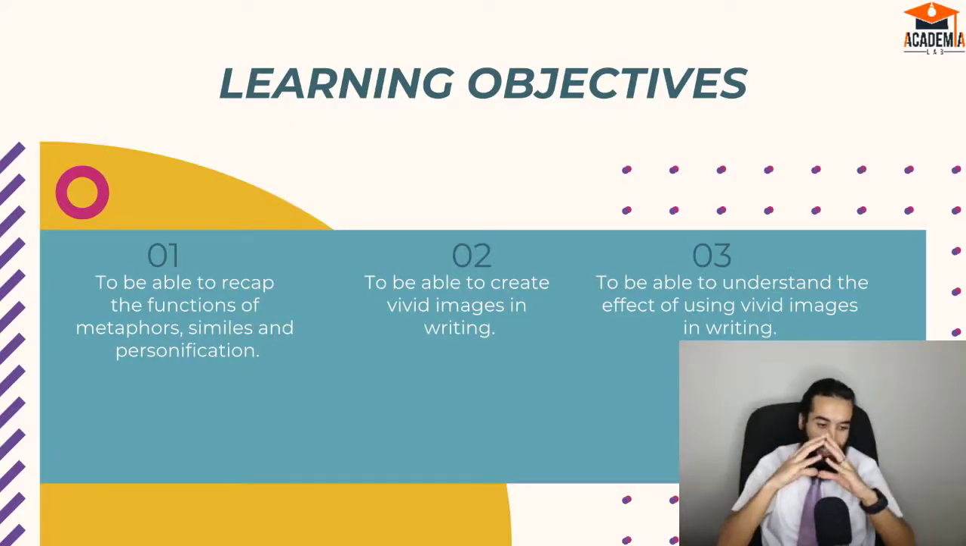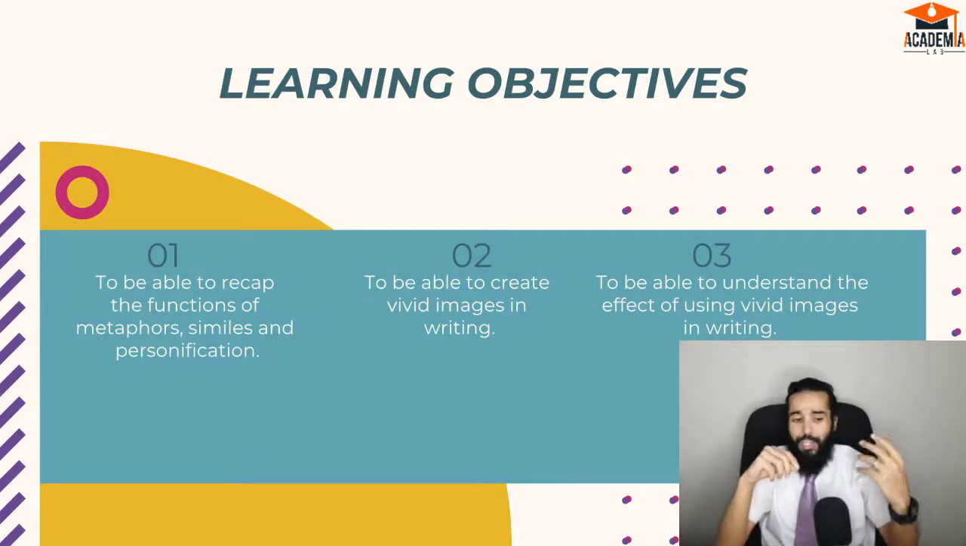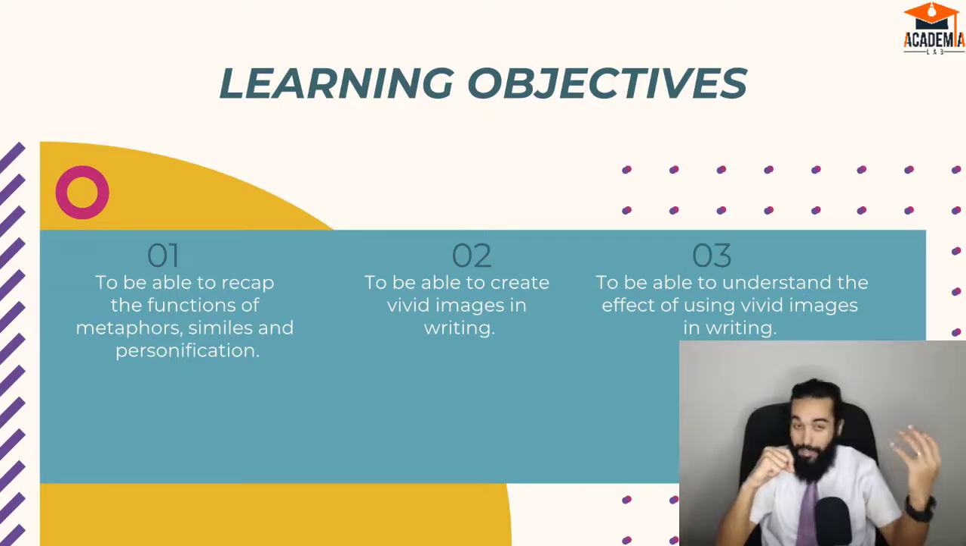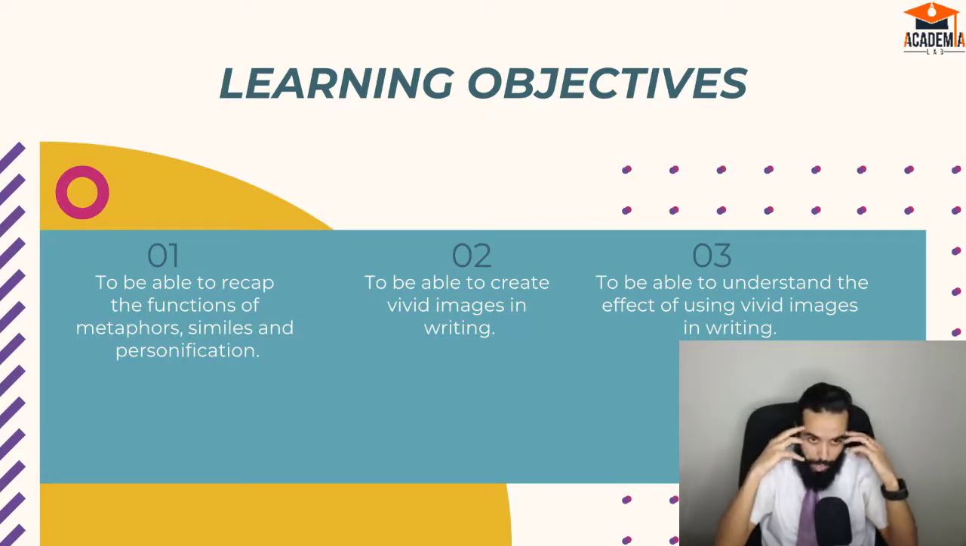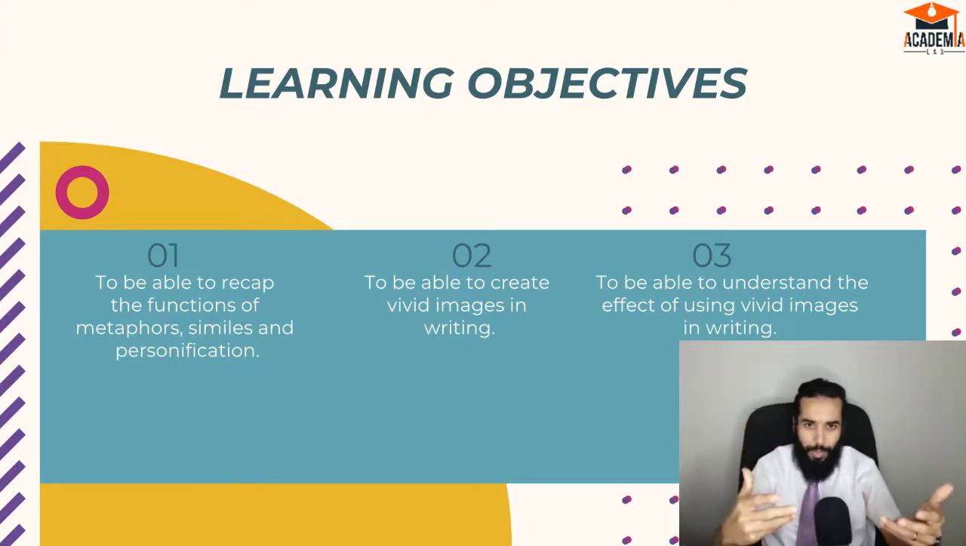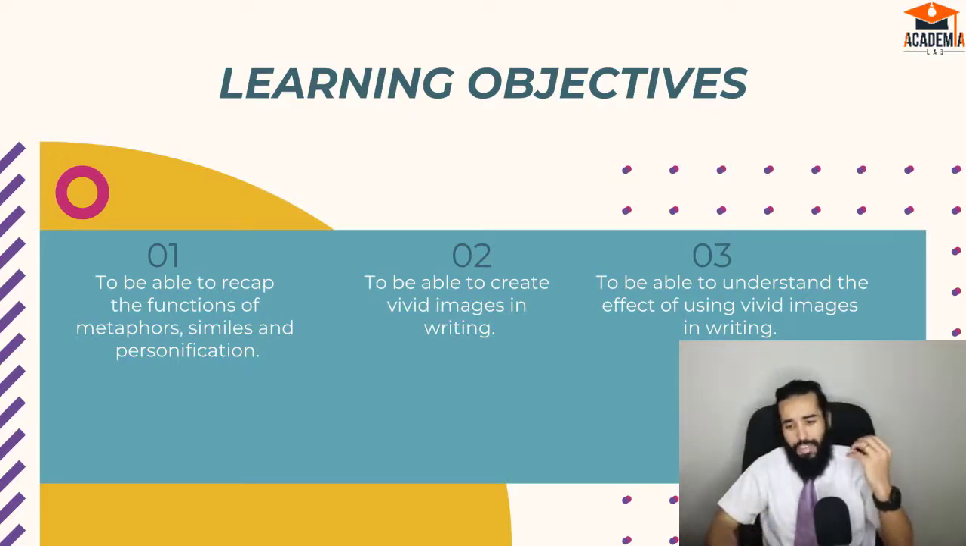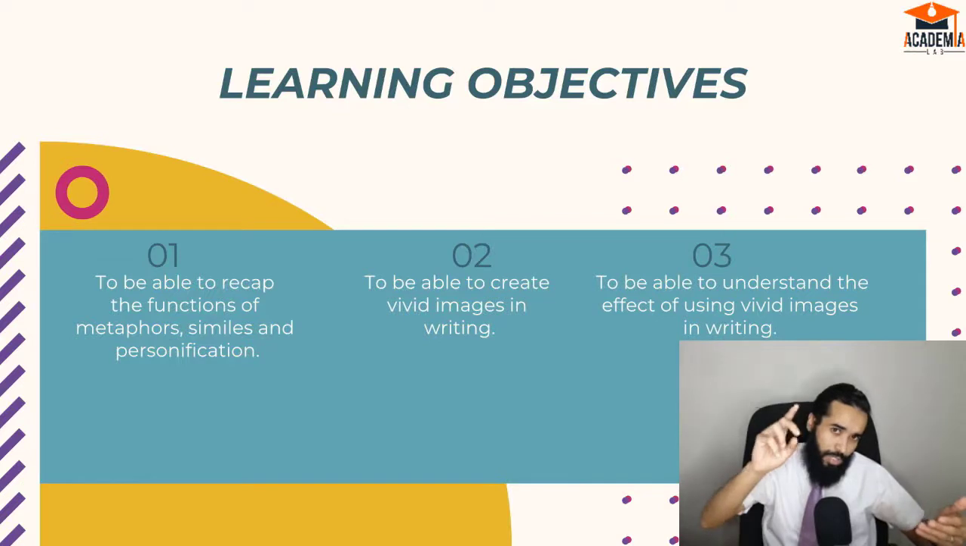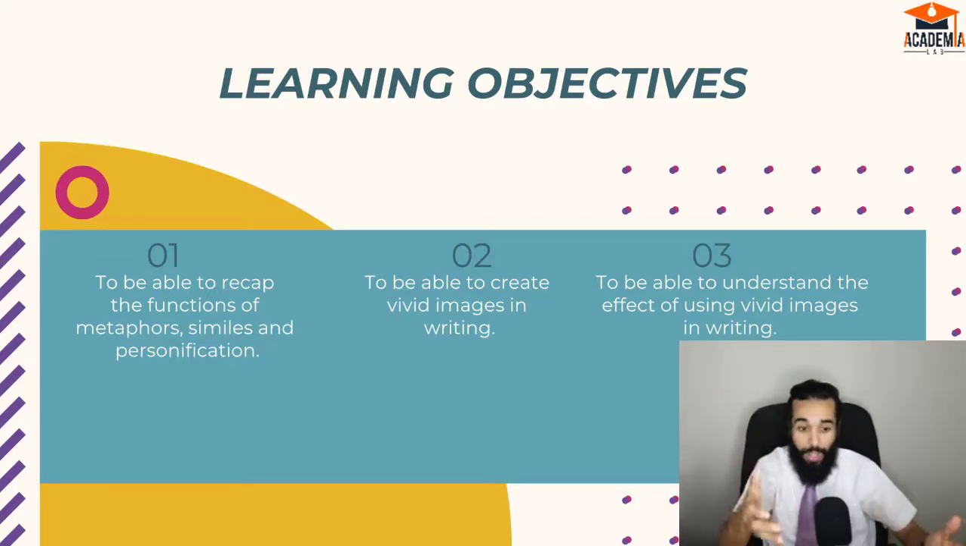I'll explain the learning objectives to you. Number 1, to be able to recap the functions of metaphors, similes, and personifications. We will focus on these 3 literary devices today. Number 2, to be able to create vivid images in writing, where the reader imagines them when you write them down. Number 3, to be able to understand the effect of using vivid images in writing. What is the effect on the reader? What did the audience feel when you use those vivid images through similes, metaphors, and personifications? Write these 3 learning objectives down. Off you go.